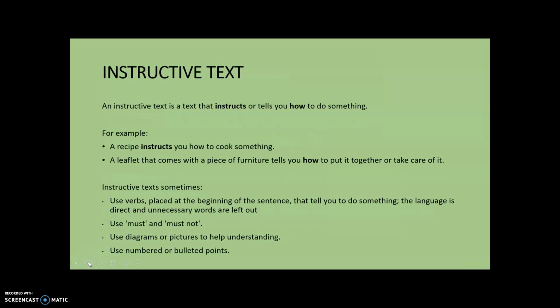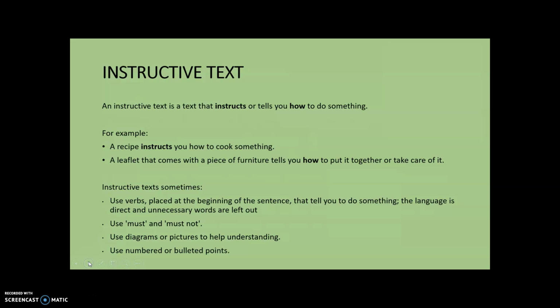Okay, welcome back. What is instructive text? An instructive text is a text that instructs or tells you how to do something. For example, recipes instruct you how to cook something. A leaflet that comes with a piece of furniture tells you how to put things together.